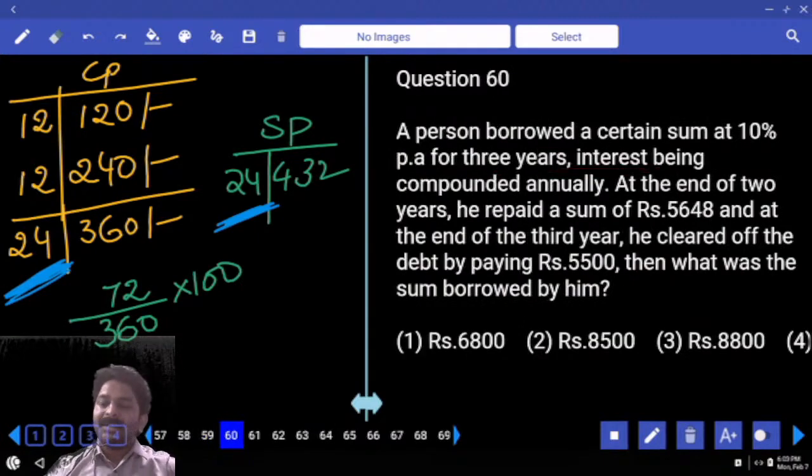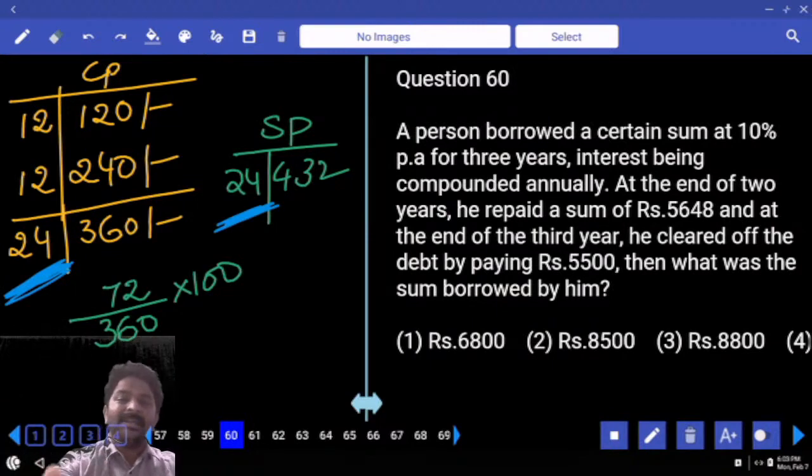Next, a person borrowed a certain sum at 10% per annum for 3 years. Interest being compounded annually, at the end of 2 years he repaid a sum of 5648, and at the end of the 3rd year he cleared off the debt by paying 5500. Then what was the sum borrowed by him?